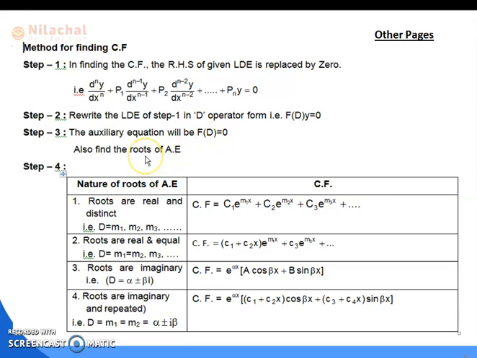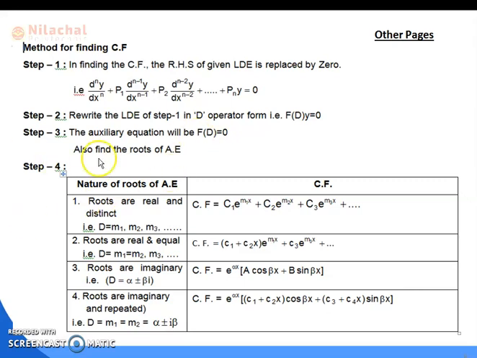Suppose f of D is a quadratic equation, then after solving you will get two values of D, so there are two roots. You mention m1 equals something, m2 equals another value. And suppose this is a cubic, then another root will be there, which you denote as m3. So similarly you mention your roots m1, m2, m3 like this.